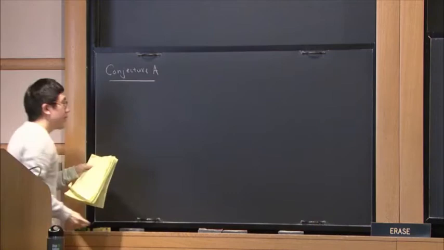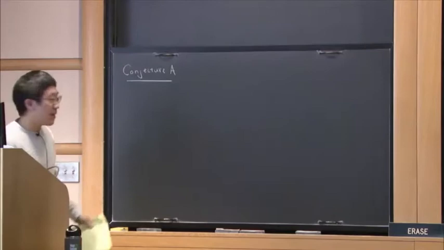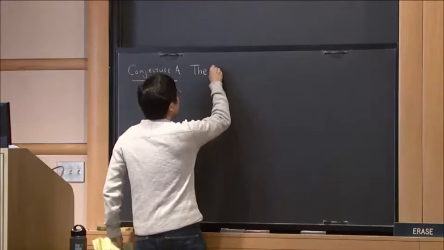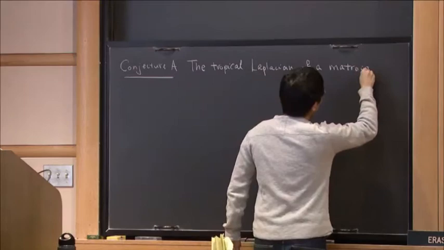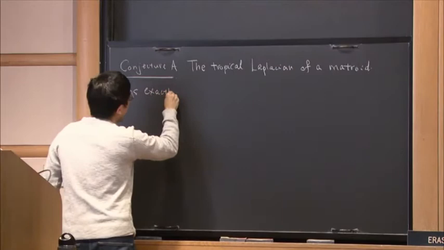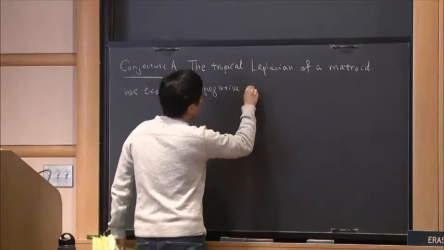One of my aims is to introduce this conjecture, which is a purely combinatorial statement that I'll make precise later. So it says that the tropical Laplacian of a matroid has exactly one negative eigenvalue.